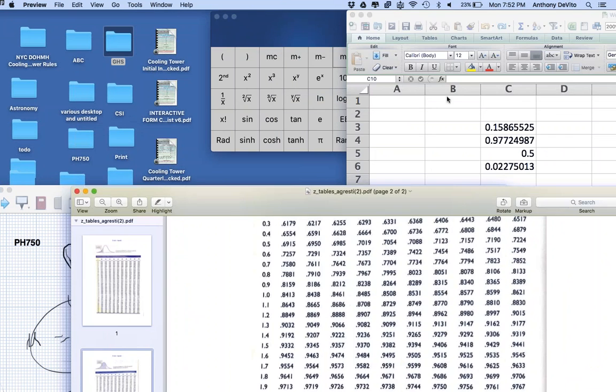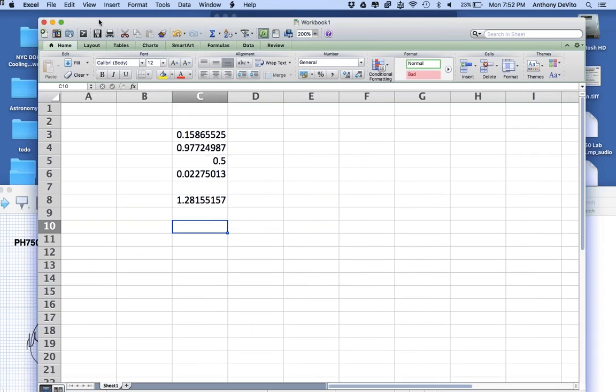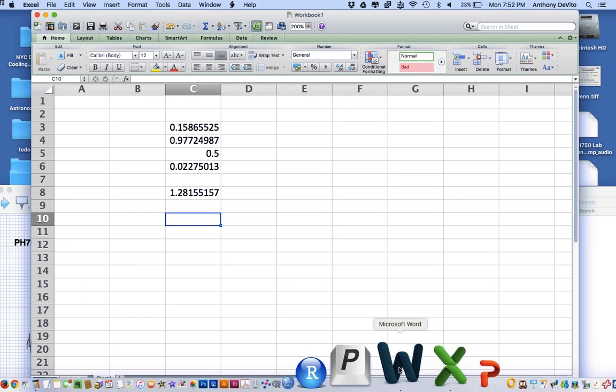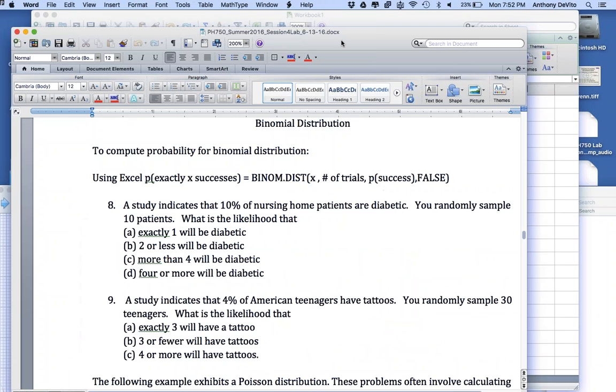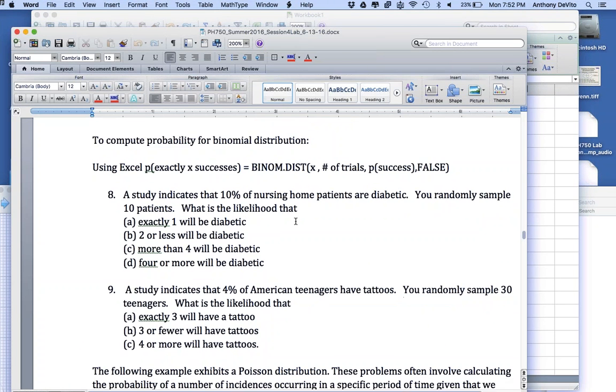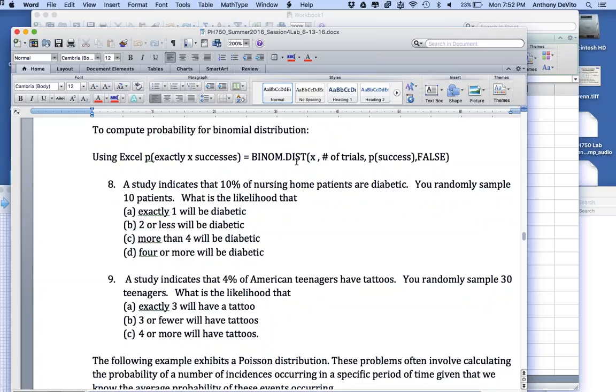The way I'm going to do that is go back to our Word document for our exercise. There is a function in there, binom.dist. It's also binom dist. You could use either one. One's just been around a little bit longer. And we're going to take an example.